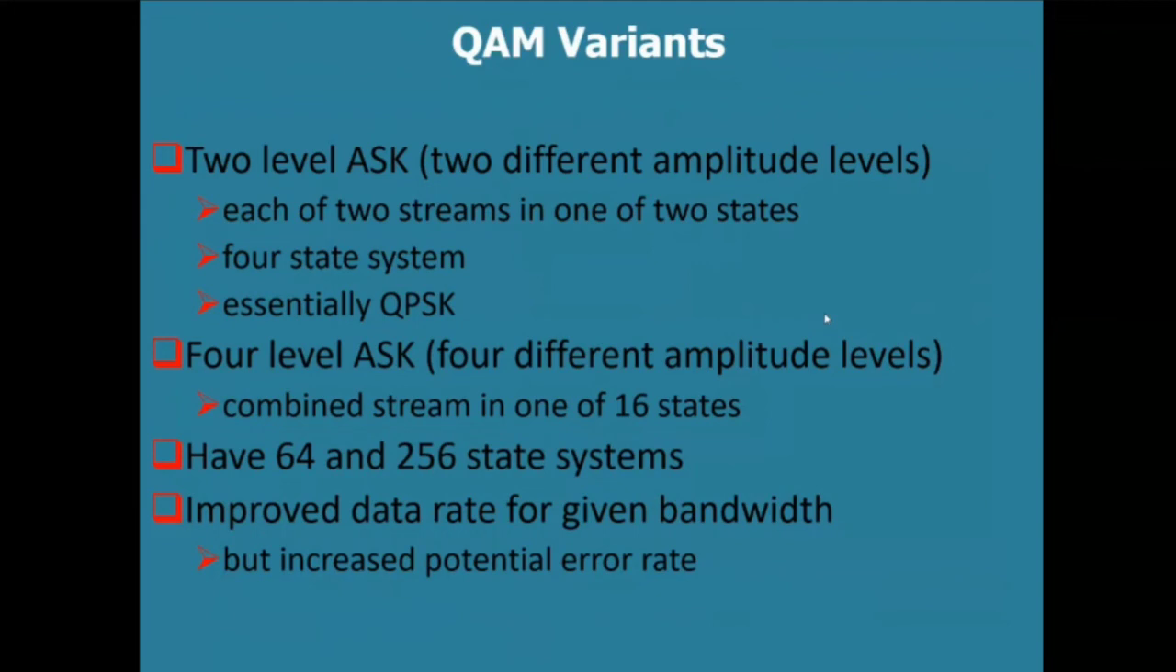So here are the variants of QAM. Two-level ASK: two different amplitude levels, each of the two streams in one of two states, a four-state system, which is essentially QPSK. Four-level ASK: four different amplitude levels, the combined stream in one of 16 states, and there are also 64 and 256 state systems. Improved data rate for a given bandwidth, but increased potential error. Thank you.